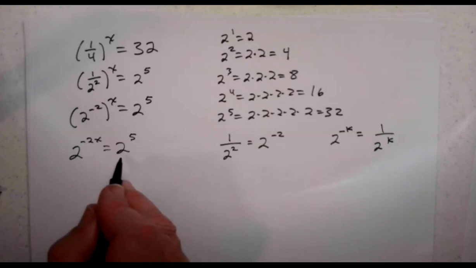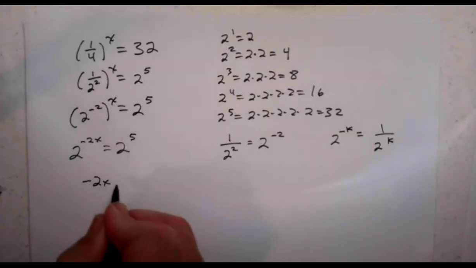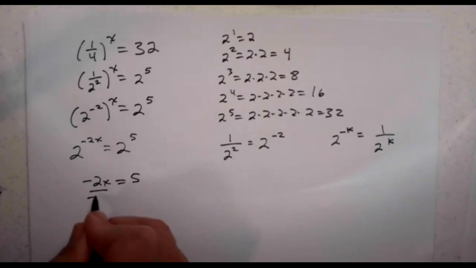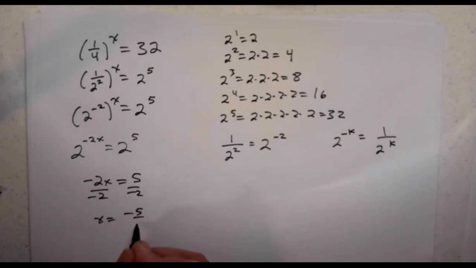So therefore, 2 to the something equals 2 to the something. The somethings must be equal. Negative 2x must equal 5. We divide by negative 2, and we get x is negative 5/2.